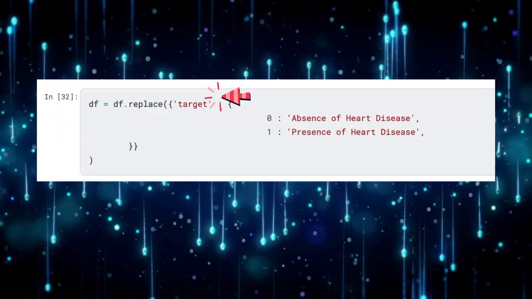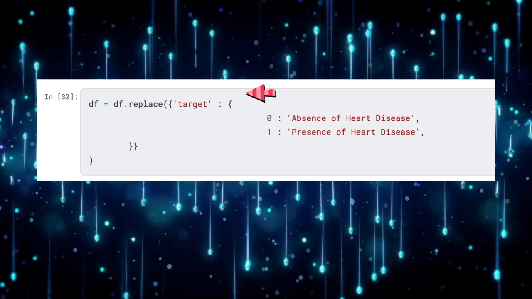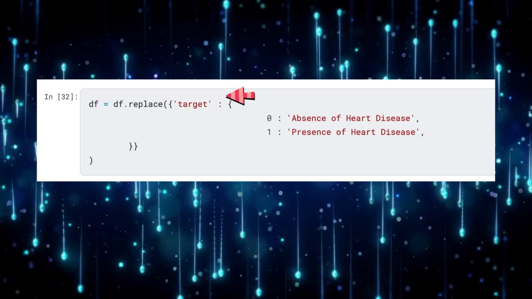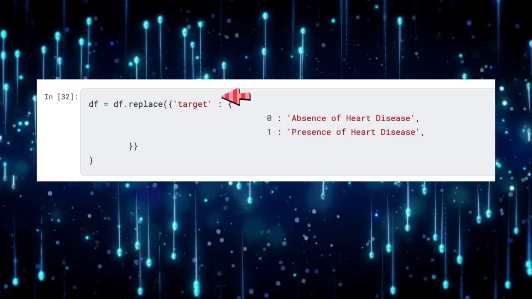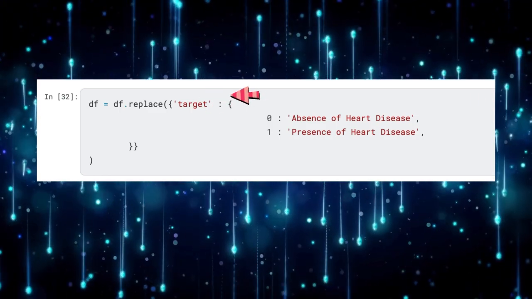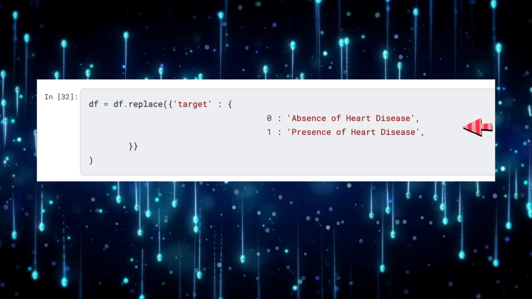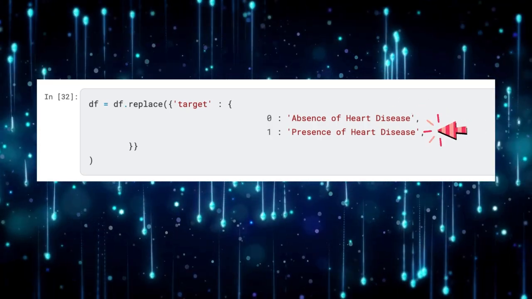Let's walk through the steps to replace the numerical target classes with descriptive labels in our dataset. Replacing target classes. We replace the numerical values in the target column with descriptive labels. This makes the data more understandable. Here, 0 is replaced with absence of heart disease, and 1 is replaced with presence of heart disease.